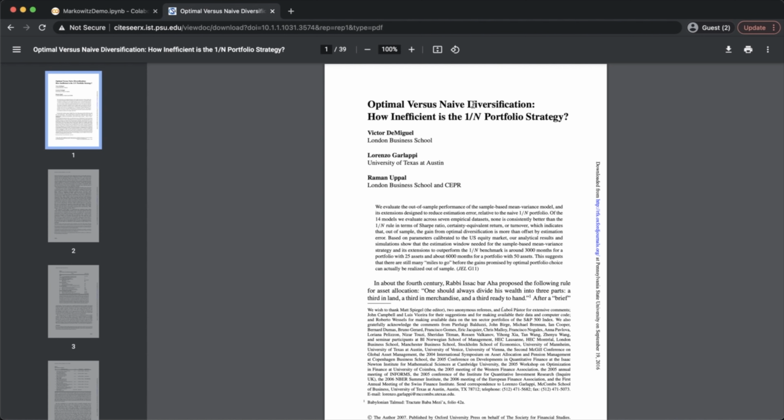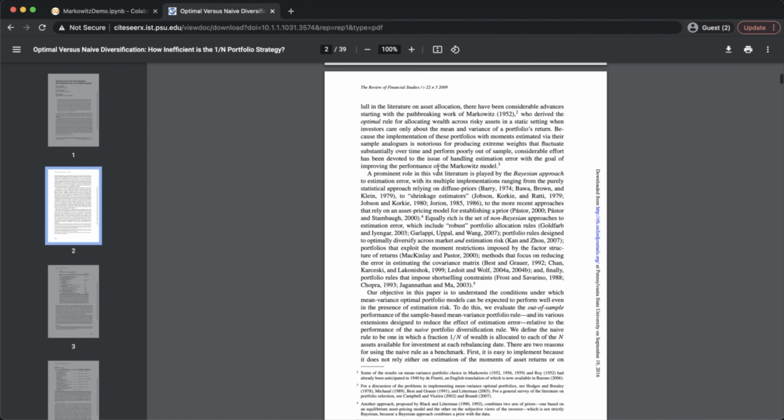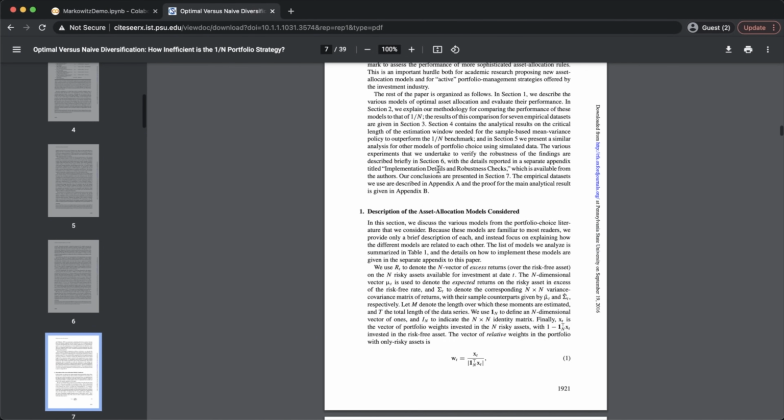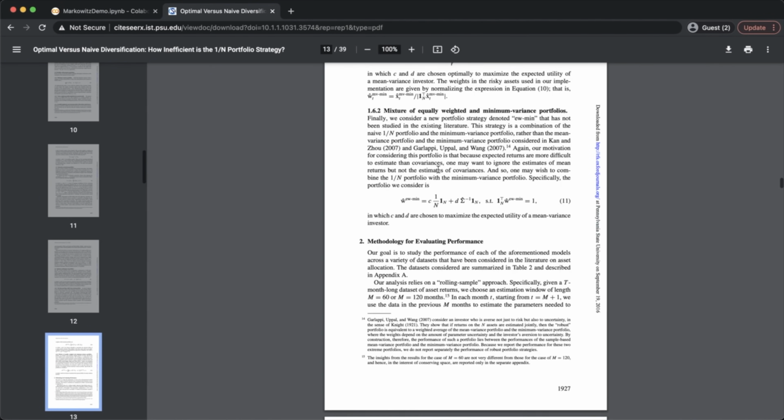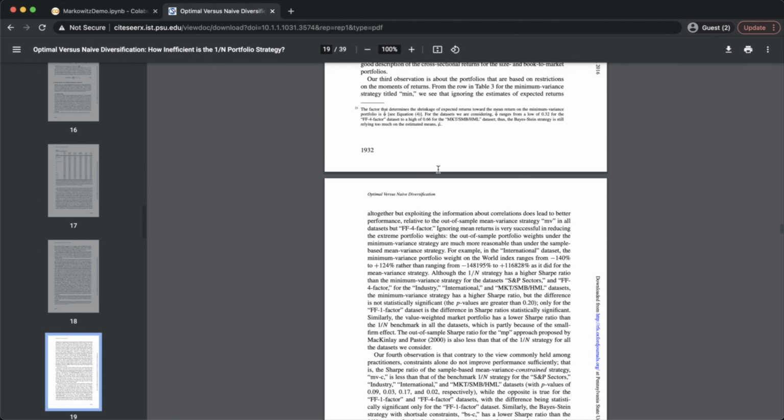How inefficient is the 1 over n portfolio strategy? Naive diversification is when you allocate the same amount of money to each stock. So 1 over n refers to: if you have n stocks and $1, I'm going to allocate 1 over n to every stock. They show that when your matrix scales really large, you can actually do well with this naive strategy. Now, this is a surprising result.